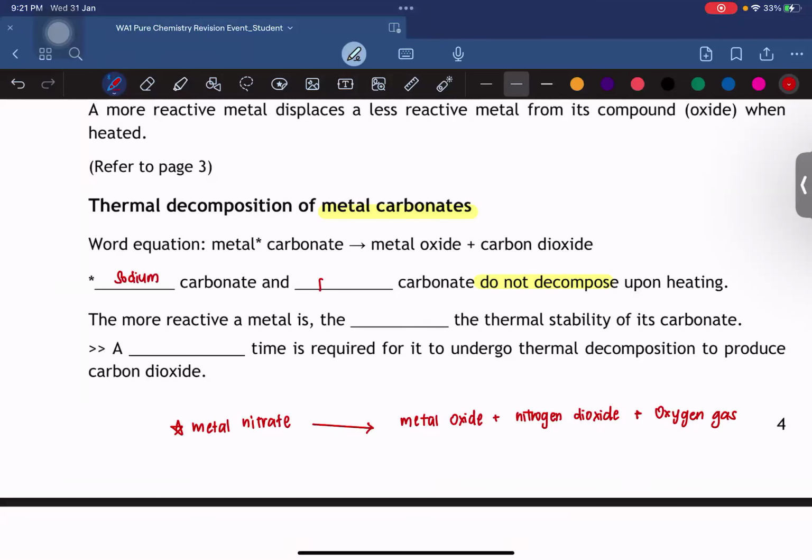So sodium carbonate, potassium carbonate, they do not easily decompose. Understand? Another word for this, if they say do not decompose, we say they are thermally stable. That's another word that they might use in the exam. Okay? Thermally stable, meaning to say that in heat, they don't react. Clear? Next, the more reactive, the explanation is this, the more reactive the metal, the higher the thermal stability of its carbonate. Therefore, you need a longer time in order for it to undergo thermal decomposition. Okay, clear?